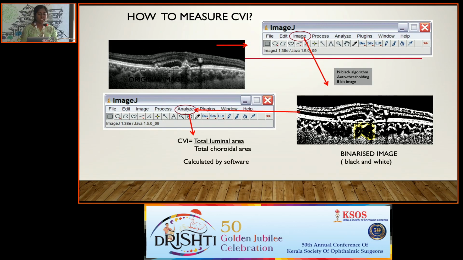In the binarized image, we can see black and white areas. Black areas represent the luminal area and the white areas represent the stromal area. Using the ImageJ software itself, we obtain the stromal choroidal area. Then 100 minus the stromal choroidal area gives the luminal choroidal area. Choroidal vascularity index is the total luminal area divided by the total choroidal area.